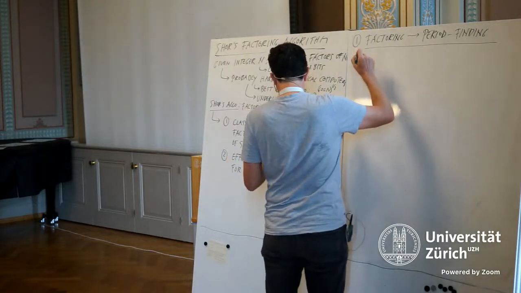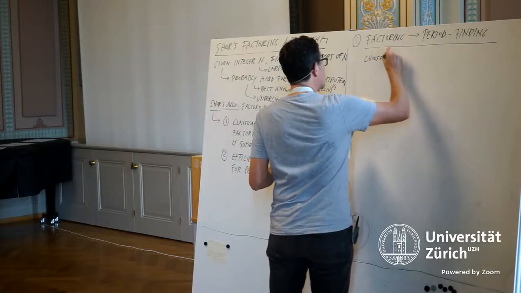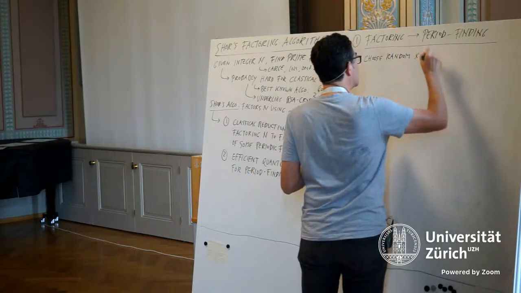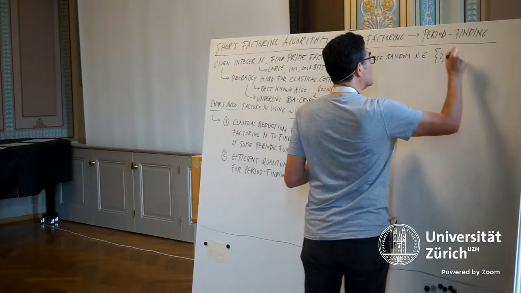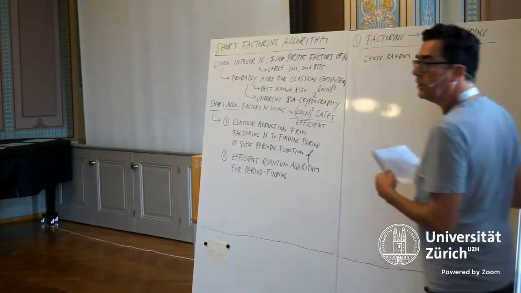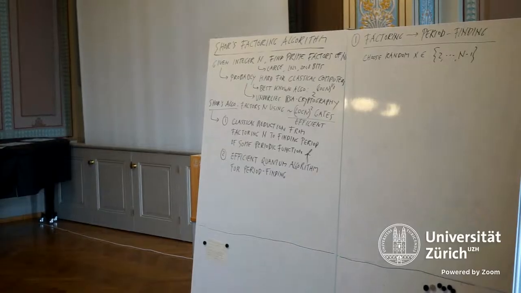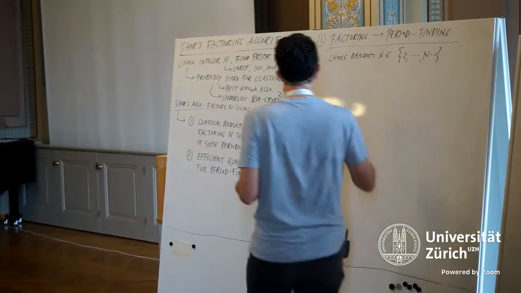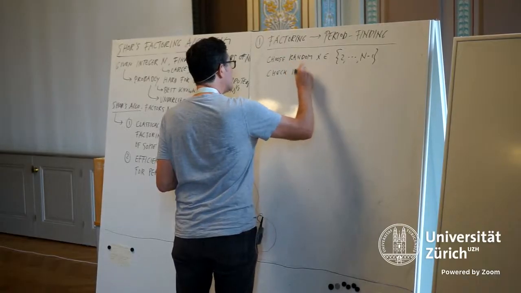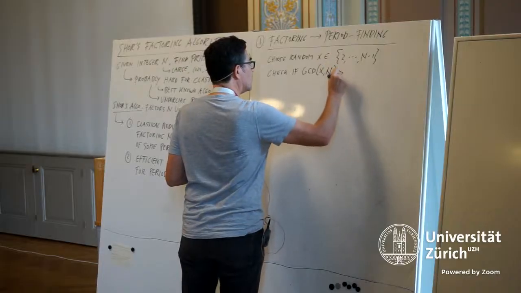So first we pick a random integer, I'll call it x, in the integers between 2 and capital N minus 1. And this is something you can easily do. You can pick a random integer just by flipping the bits of its binary representation. For instance, this is cheap. And then you want to check if the greatest common divisor between x and N is greater than 1 or not.